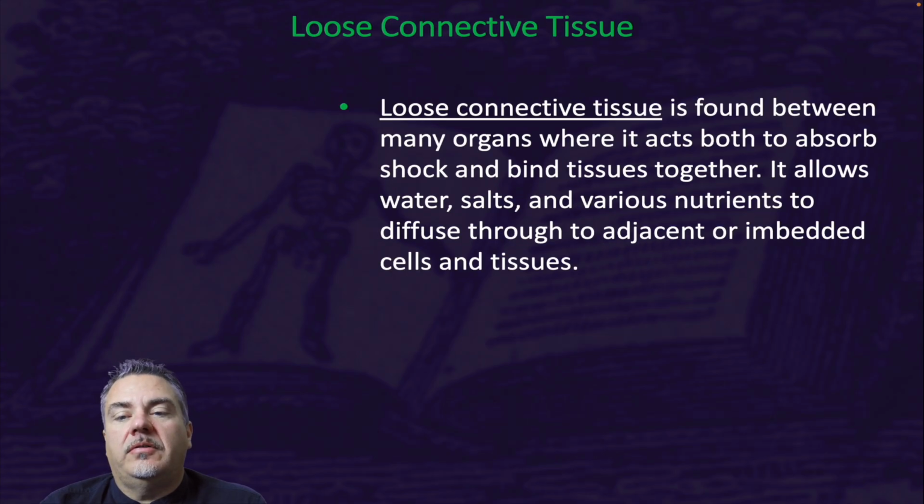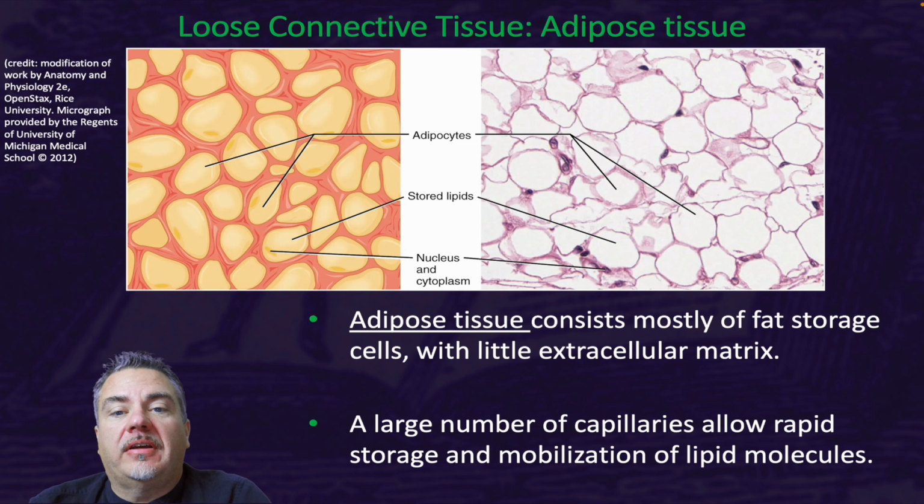Loose connective tissue is found between many organs where it acts both to absorb shock and bind tissues together. It allows water, salts, and various nutrients to diffuse through to adjacent or embedded cells and tissues. One type of loose connective tissue is adipose tissue. Adipose tissue consists mostly of fat storage cells with little extracellular matrix. A large number of capillaries allow rapid storage and mobilization of lipid molecules.